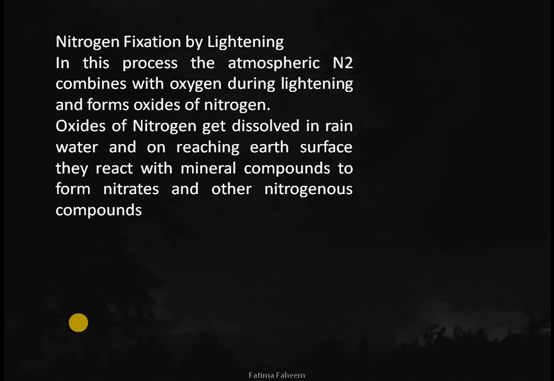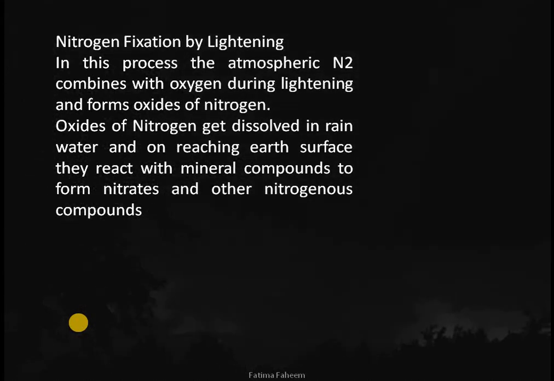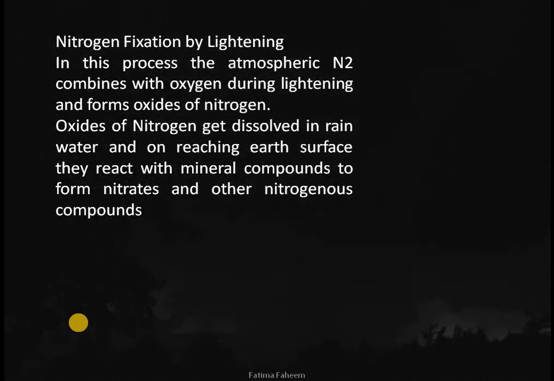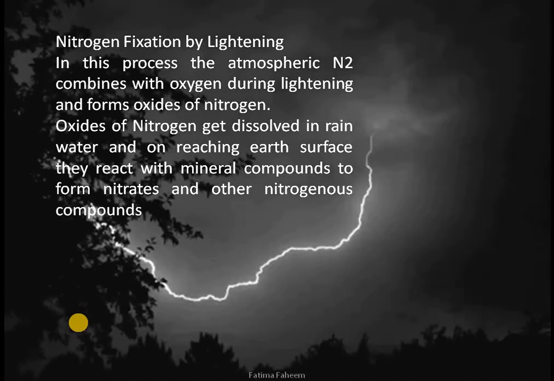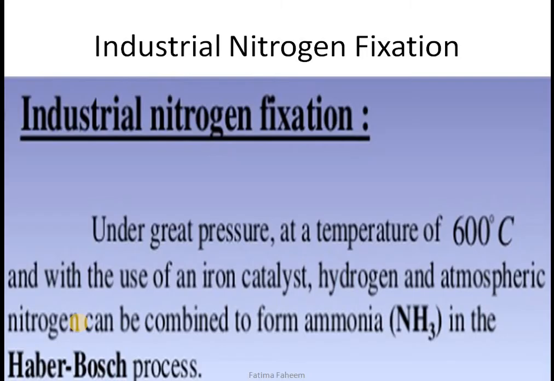So we are converting the atmospheric nitrogen first to oxides of nitrogen. Those oxides of nitrogen sometimes can be used as they are, but most of the time they need to be converted to nitrate ions or nitrite ions. This is done by the reaction of oxides of nitrogen with certain mineral compounds that you don't need to know in your syllabus. The reaction of these mineral compounds with oxides of nitrogen would yield nitrate ions or nitrite ions and various other nitrogenous compounds which can then be used by the producers.